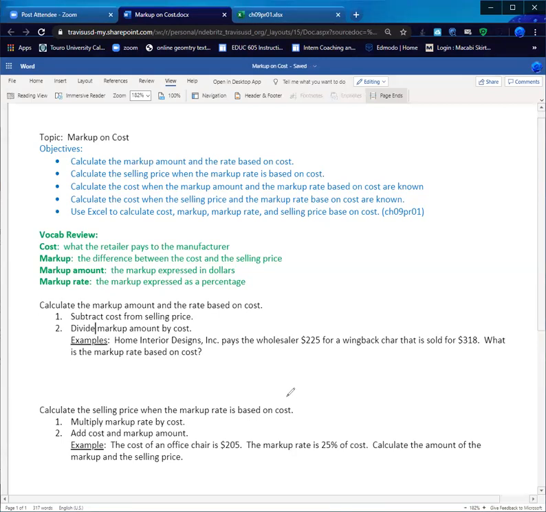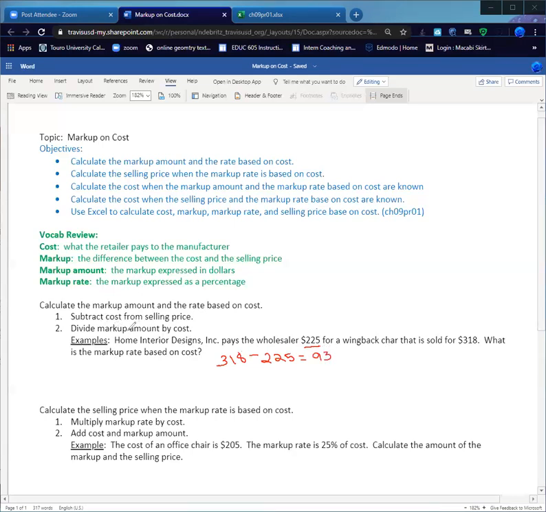So here's our example. Home Interior Designs Incorporated pays the wholesaler $225 for a wingback chair that is sold for $318. So this is the cost right here, and this is the selling price. To find the markup rate based on the cost, we first have to find the markup amount. The markup amount is the difference between these two things. So step one, I'm going to take $318 and subtract the cost, the selling price minus the cost, which is going to be $93.